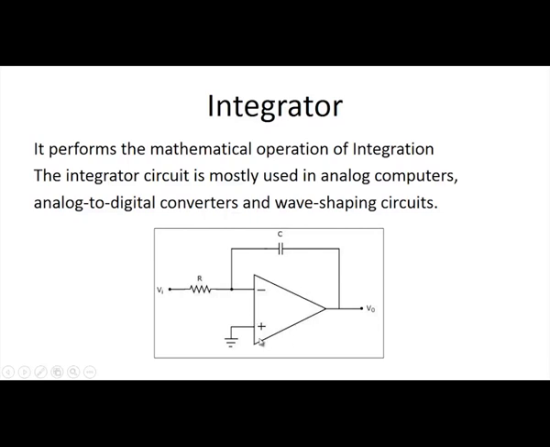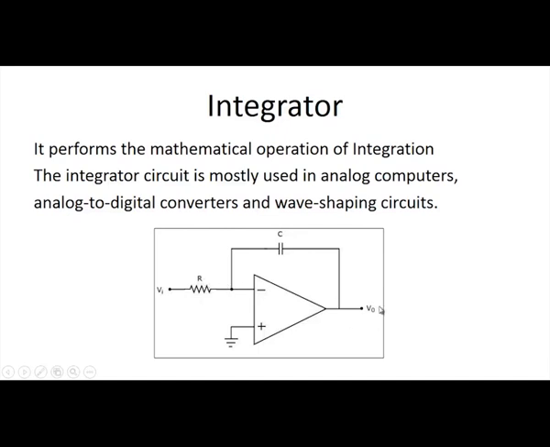And look at this circuit. This is the ideal integrator circuit in which the input signal is given to the inverting terminal, and from the output there is a capacitor connected to the inverting input terminal. So, this is the feedback capacitor. You can write it as CF and the input resistance as R1.